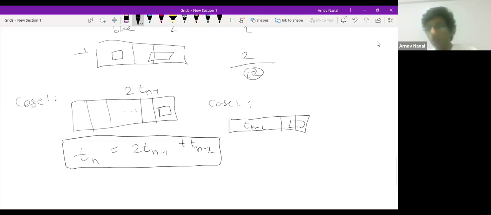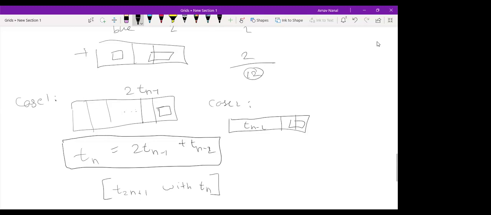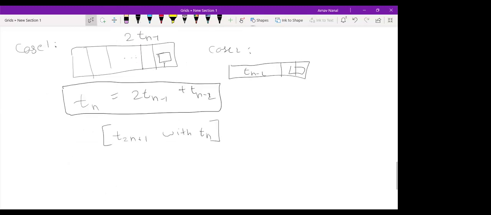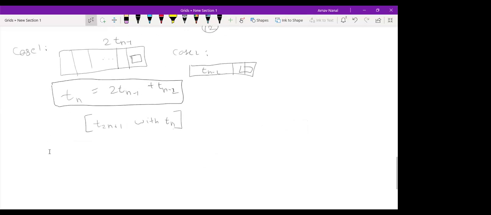So try to think of recursion, of course, that's true. You can try to think of recursion in terms of Tn and T of 2n plus 1. How would you relate T of 2n plus 1 with Tn? Try to relate these two. Yeah, so the recursion for T of 2n plus 1 would use T of 2n and T of 2n minus 1.